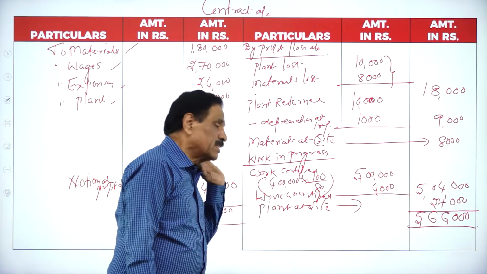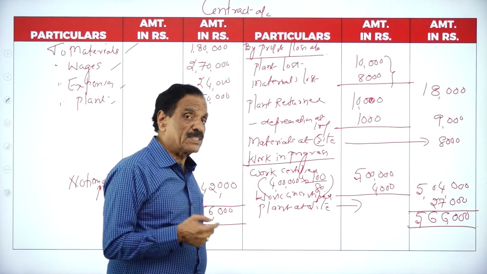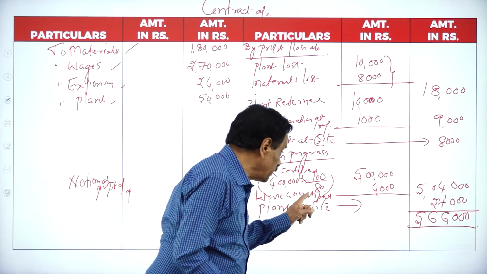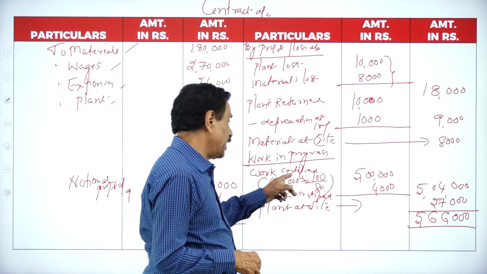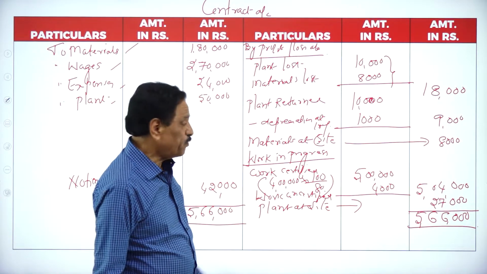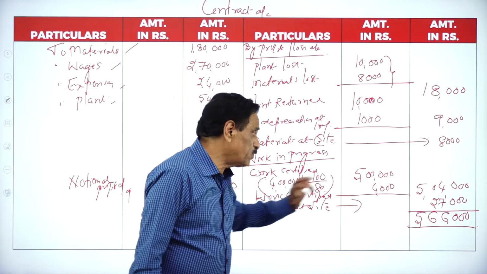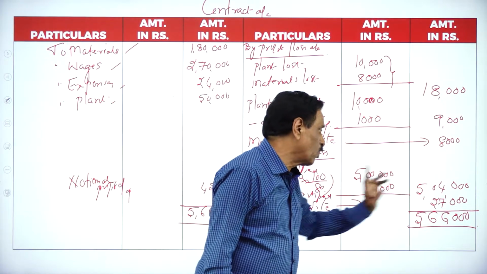They have given the cash received as 4 lakh, which is 80% of work certified. If the cash received is 80, your work certified is 100. If the cash received is 4 lakh, your work certified is 5 lakh. So work uncertified is 4,000. It becomes 5 lakh 4,000.